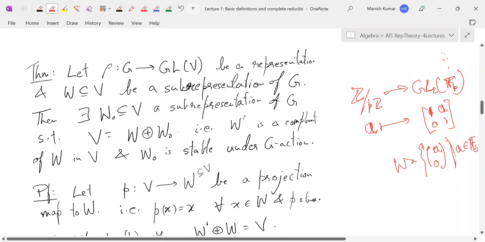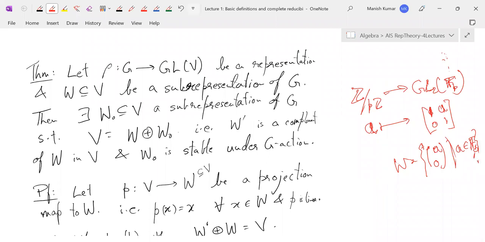This you can check is a sub-representation and it won't have a complementary representation. Okay, so this will be an example. It is a sub-representation for which you can't find a complementary representation.